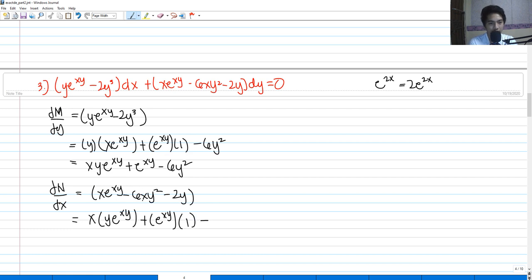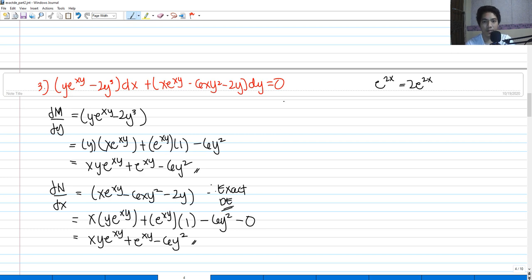Minus, with respect to x, so this would be 6y squared because the derivative of x is simply 1, minus 0 because 2y is considered as constant when we are differentiating with respect to x. So we have xy e raised to xy plus e raised to xy minus 6y squared. As you can see, these two are equal. So therefore, they are an exact DE.